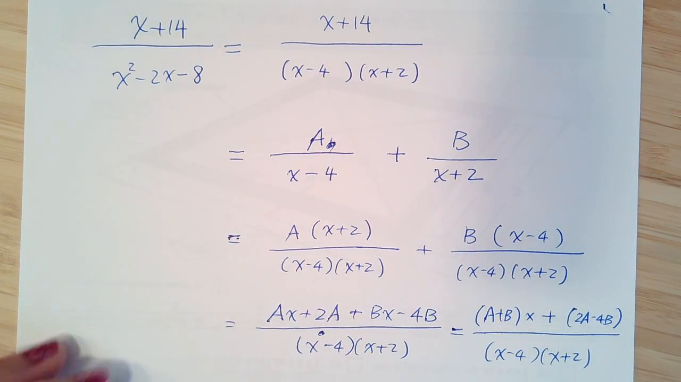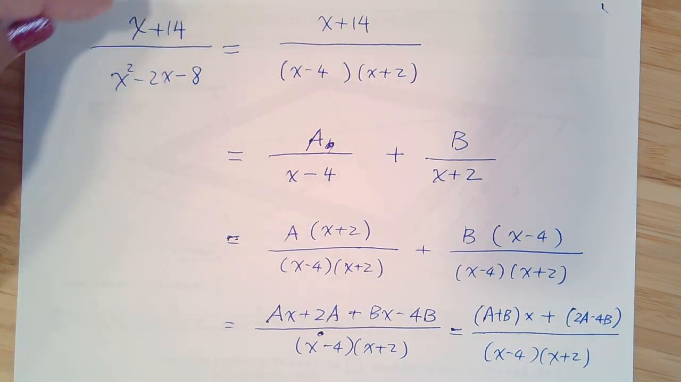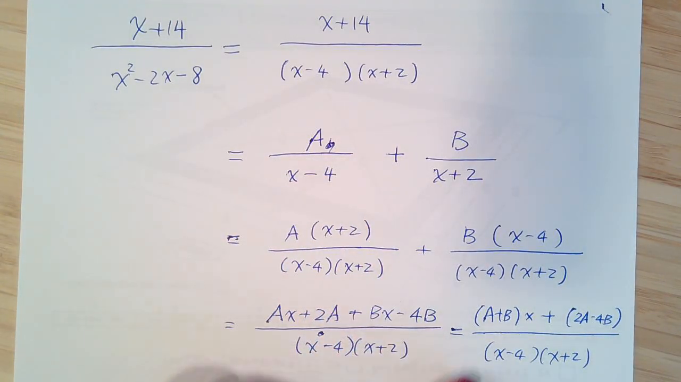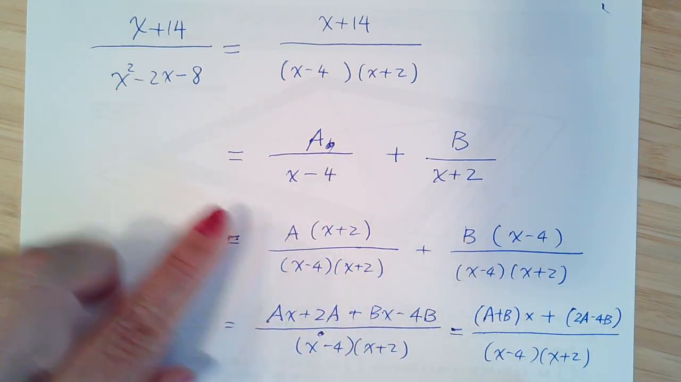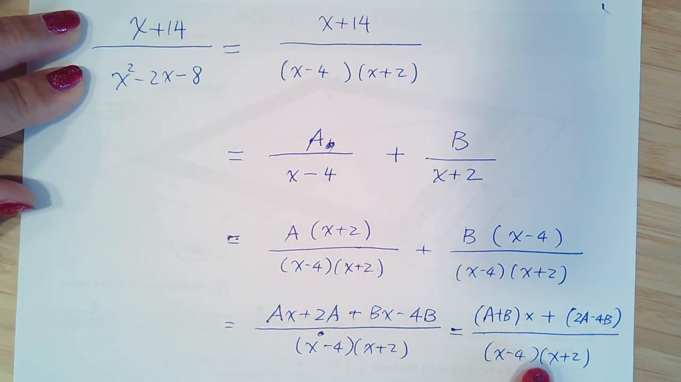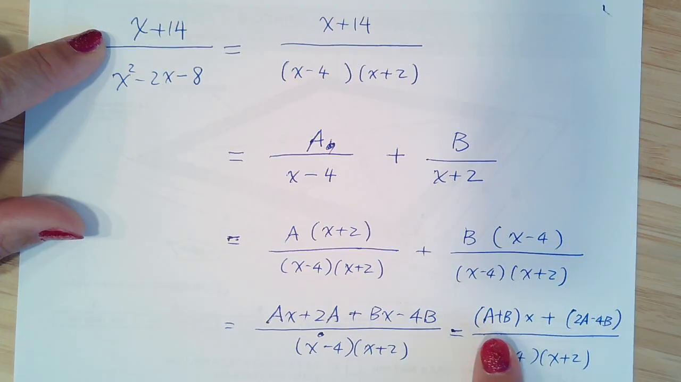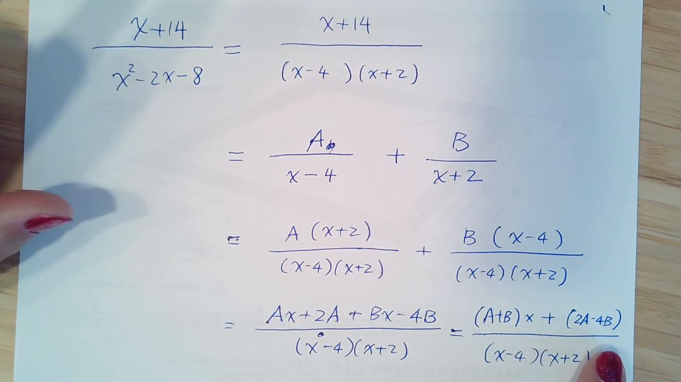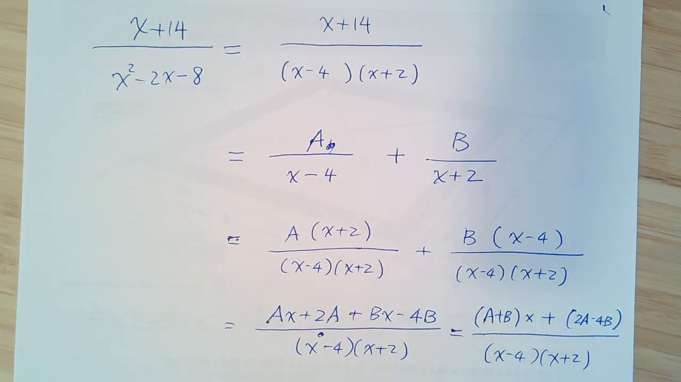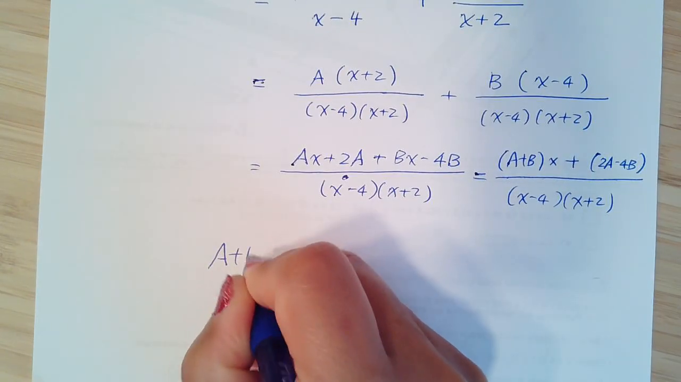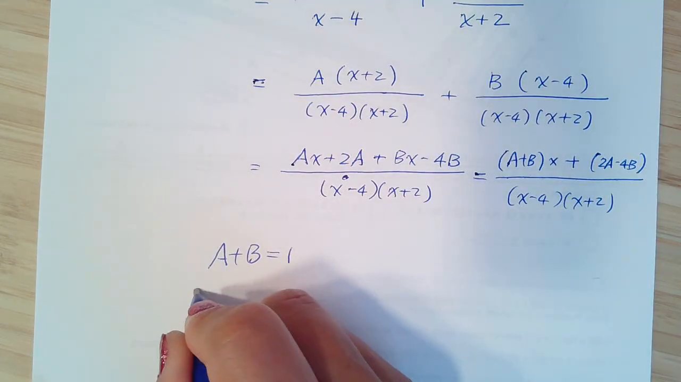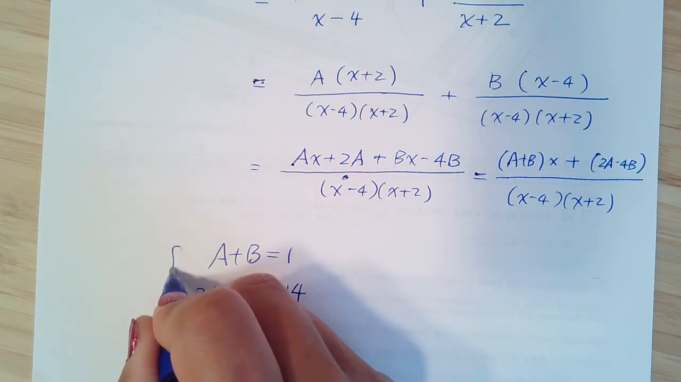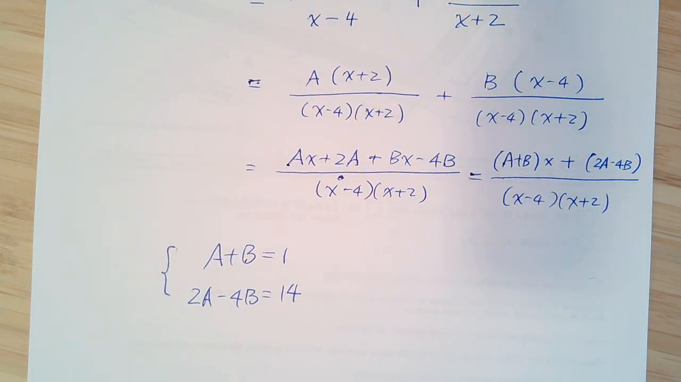Now you see, by the rule, we break this into this, and then we combine them back together, keeping the A and the B there, and then we compare this with that. What do you see? Here's (A plus B)x, here's just 1x. Here's 2A minus 4B, that's a number, and here's 14. You get the idea? So we have A plus B equals 1, and 2A minus 4B equals 14. What do you get? You get a system of linear equations.